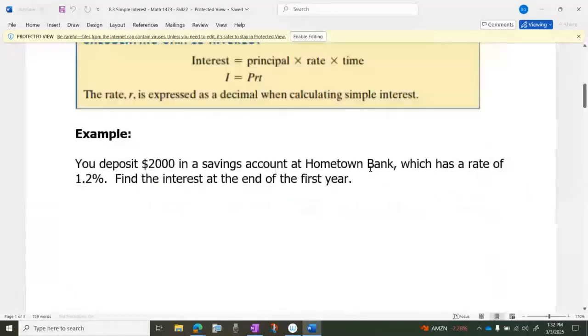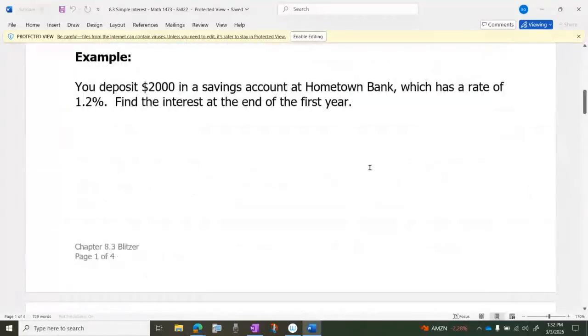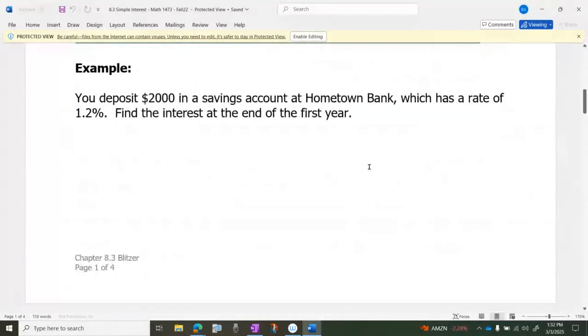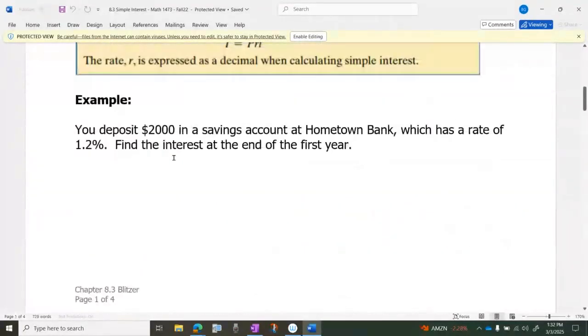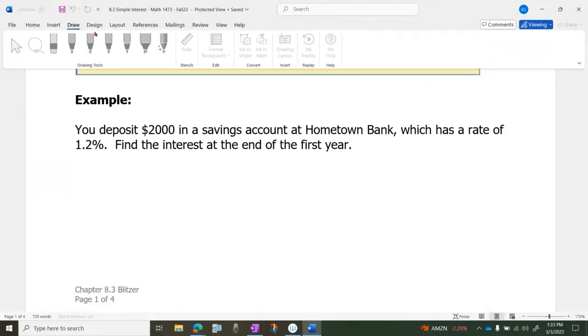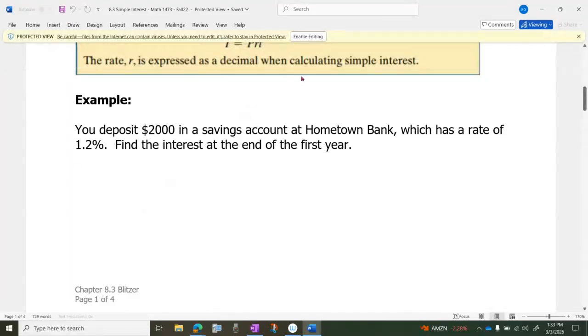Let's find some problems to practice. Let's do this problem. You deposited $2,000 in a savings account at a hometown bank, which has a rate of 1.2%. Find the interest at the end of the first year. Okay, this is simple interest.